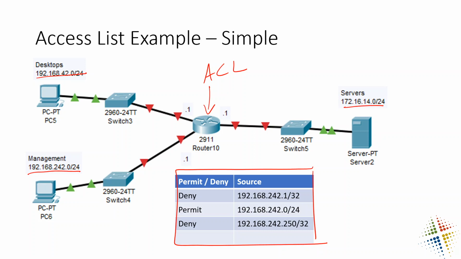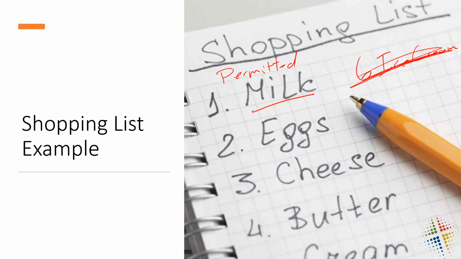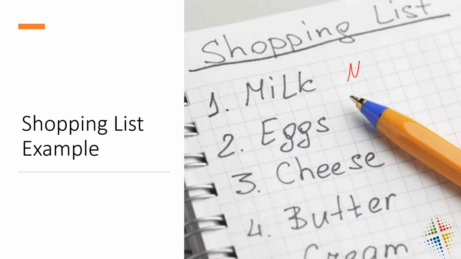And you can see there's 3 different rules, and we start off with a permit or deny. Are we going to allow this, or are we not going to allow it? So back to the shopping cart example, milk is allowed, ice cream is denied. So you can have both a permit and a deny in the same list.